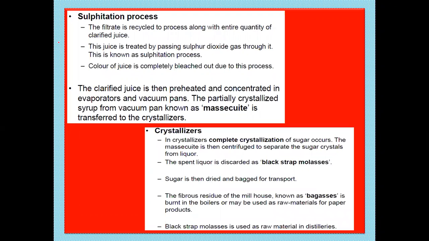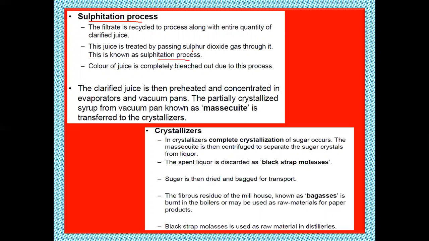Next process is sulphitation process. So the sulphitation process is this filtrate is recycled to process along the entire quantity of the clarified juice. This juice is treated by passing sulfur dioxide gas into it. This is known as sulphitation process. So this juice is treated by passing sulfur dioxide అనే ఒక gas juice లోకి పంపిస్తాం. This process is known as sulphitation process.